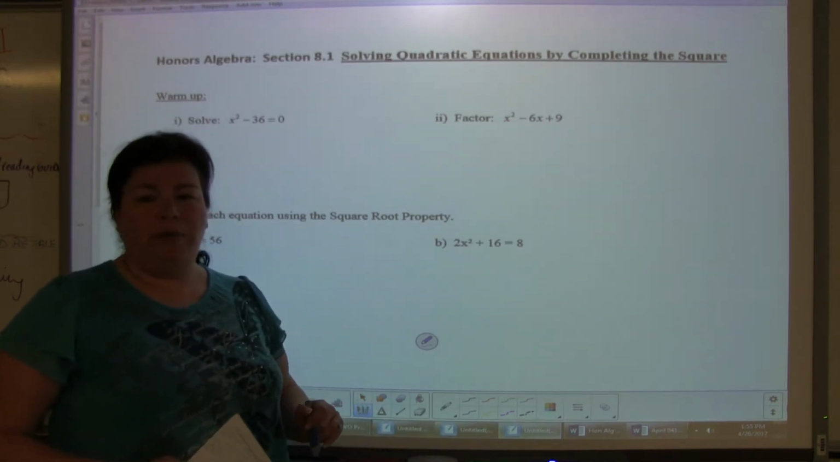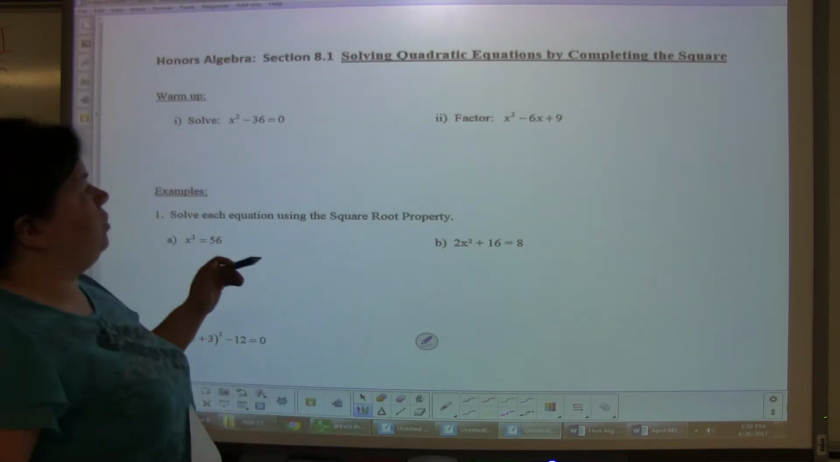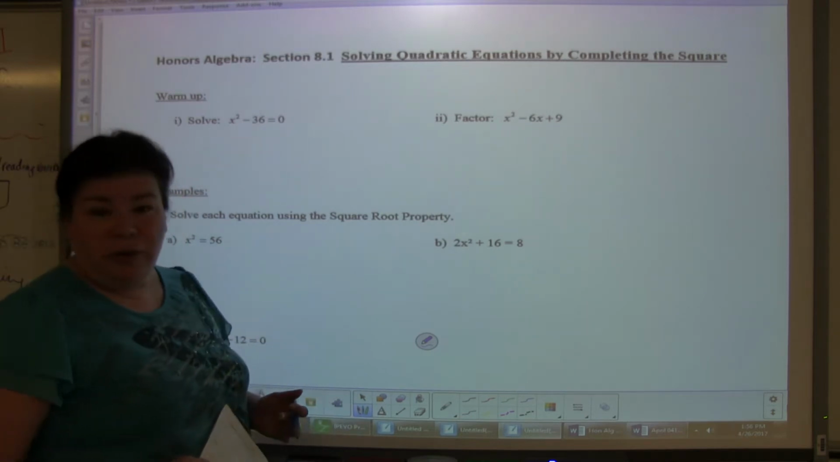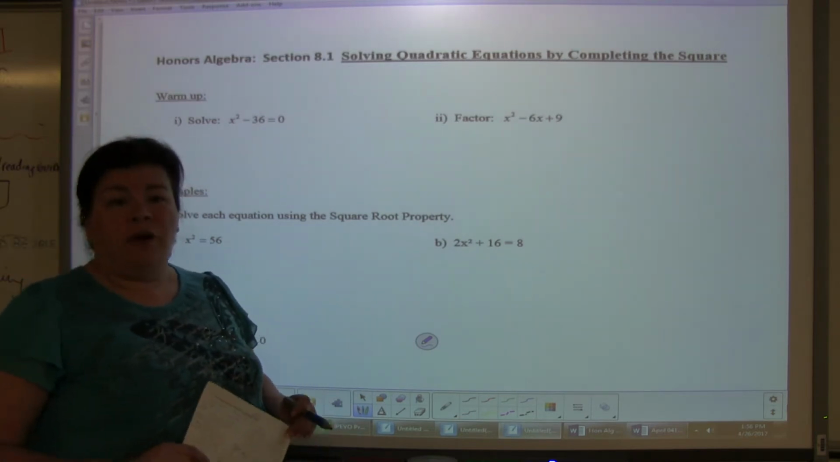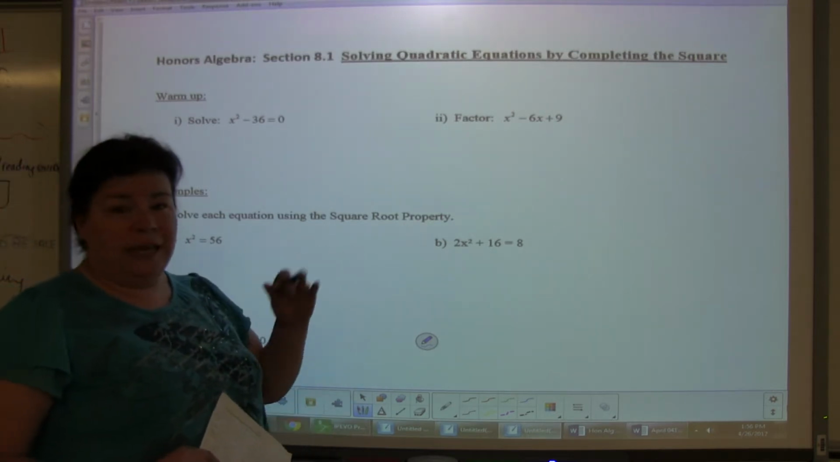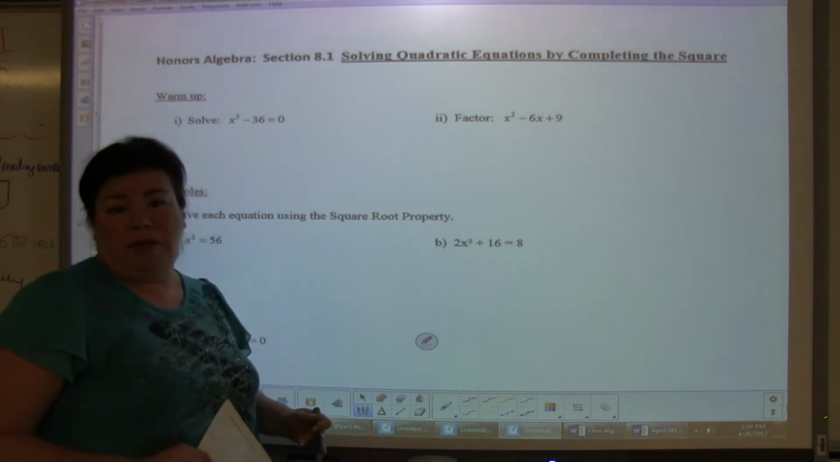So you should have your 8.1 notes in front of you today. And we're going to start by using the completing the square method for solving a quadratic equation. So if you could grab your notes and let's go ahead and start doing these warm-ups. You could press pause if you want.